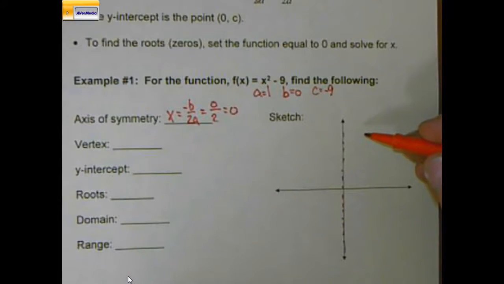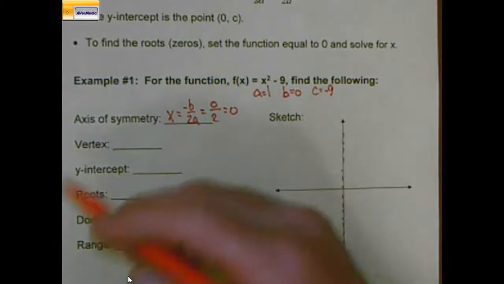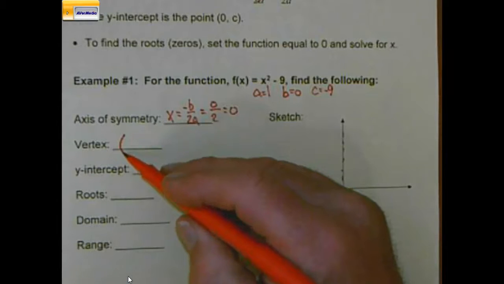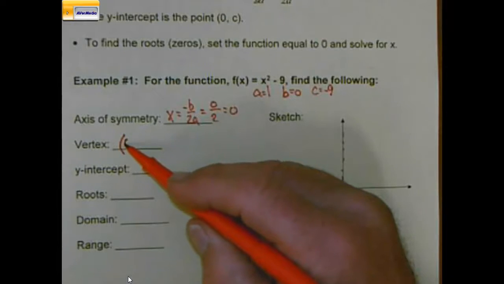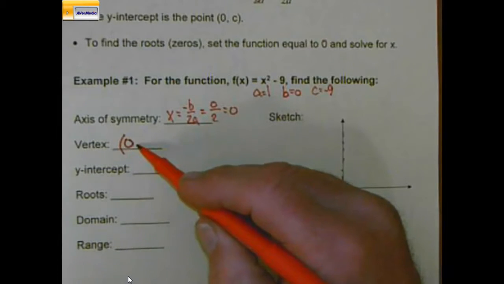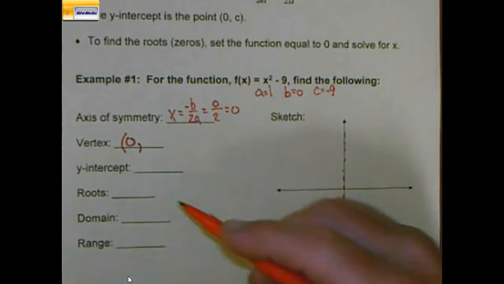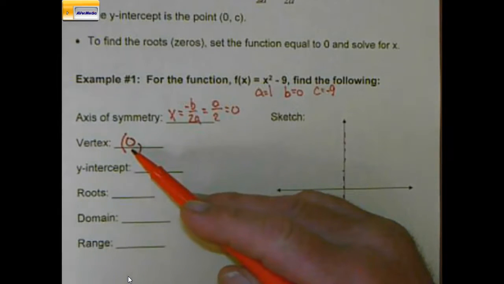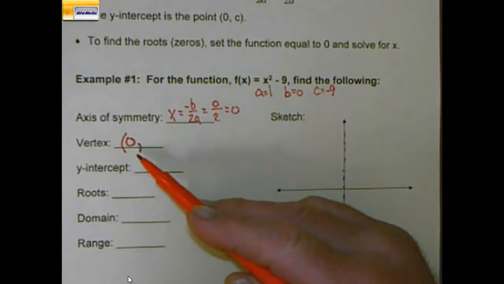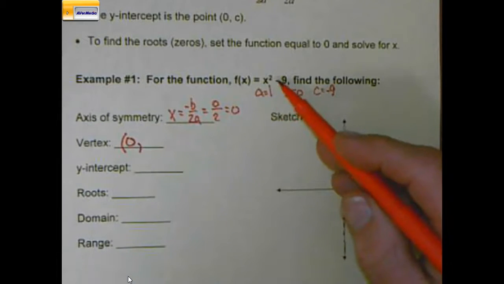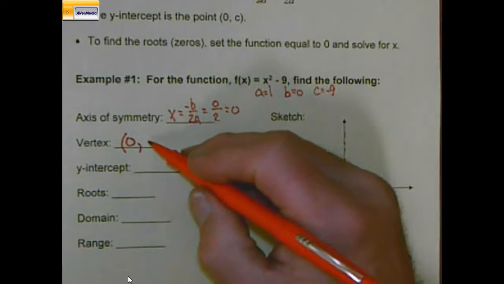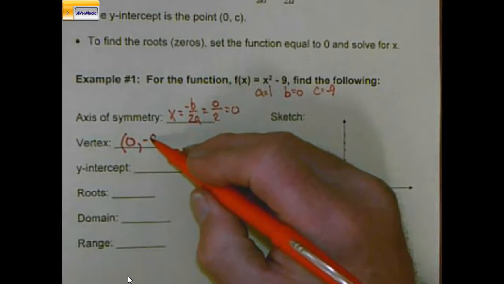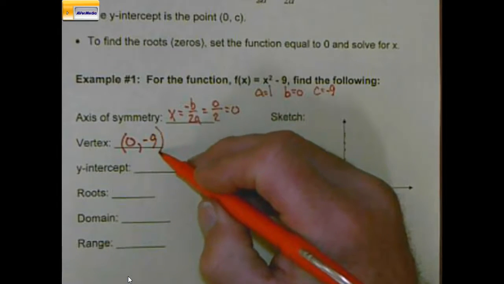Next, we want to calculate our vertex, and the way we determine our vertex is the x component of our vertex is negative b over 2a, which we just figured out was 0. And to figure out the y component, you take the value that you just determined for the x coordinate and plug it into the formula. Well, when we plug in 0 into x squared minus 9, we get 0 minus 9. So the vertex is located at x 0, y negative 9.